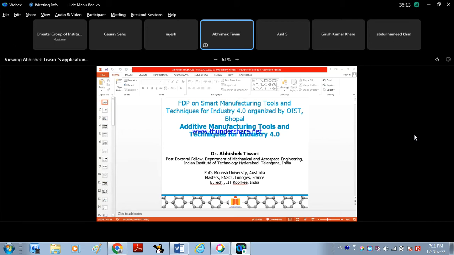So, like in India, all the IITs are getting sponsored on this technology by the defense ministry. So we are now operating with something like 100 crores of funding in the additive manufacturing field.